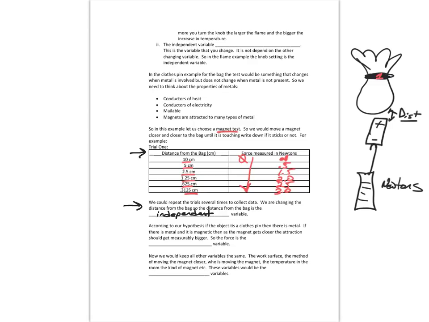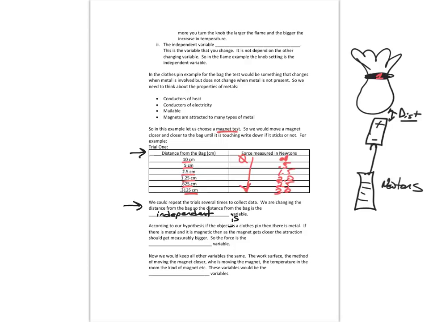According to this hypothesis, the object, and I meant to put this, is, not tis, is a clothespin, then there is metal, right? We're assuming there's an assumption there. You agree? If there is metal and it's magnetic, then the magnet gets closer. The closer the magnet, the stronger the force. Everybody agrees with that, right?